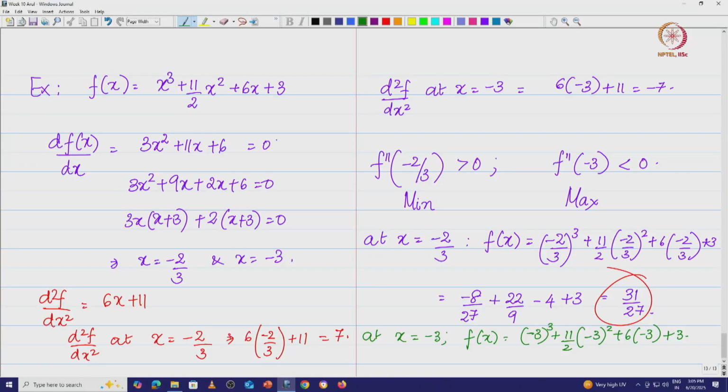So if you do it, you basically get 15 by 2, which is 7.5, right. So this is going to be a maxima. You can clearly see in the graph that is shown that the maxima occurs at x equal to minus 3 and the minima occurs at x is equal to minus 2 by 3, and the values are 31 by 27 minima and 7.5 to be maxima. Okay, fine. Now that is good.